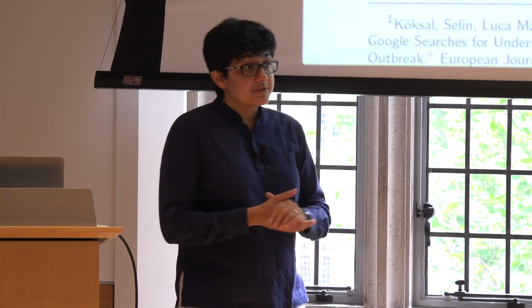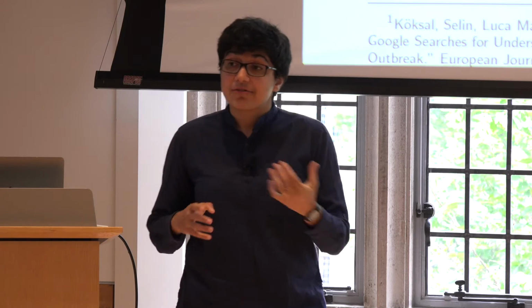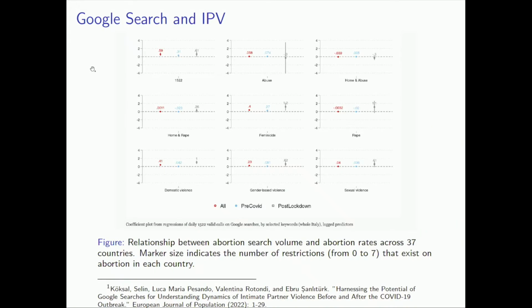More recent examples from COVID show that aggregated search queries can also be used to predict the incidence of domestic violence, intimate partner violence. This is a paper by Coxell and colleagues, recently published in the European Journal of Population. And they find that actually the predictive power of Google search queries is stronger.